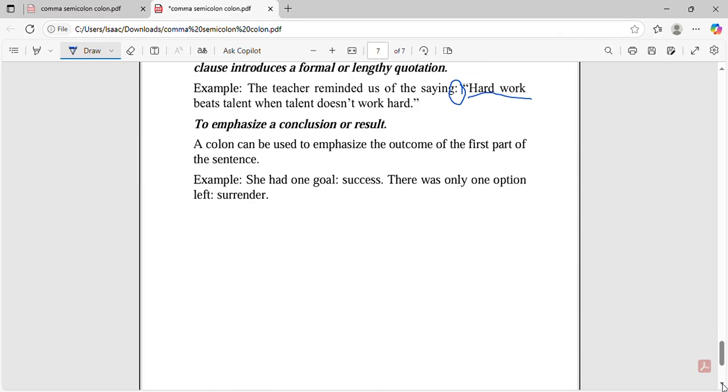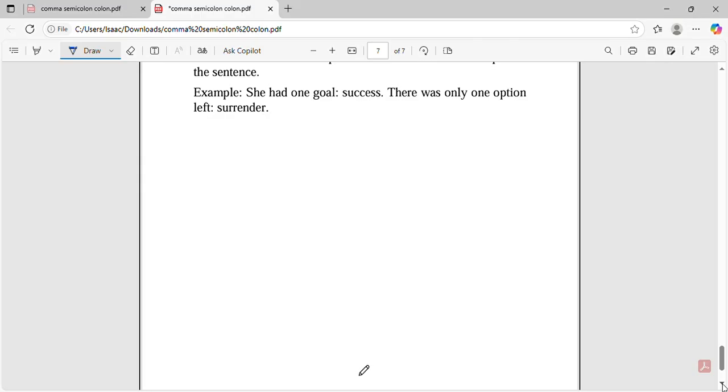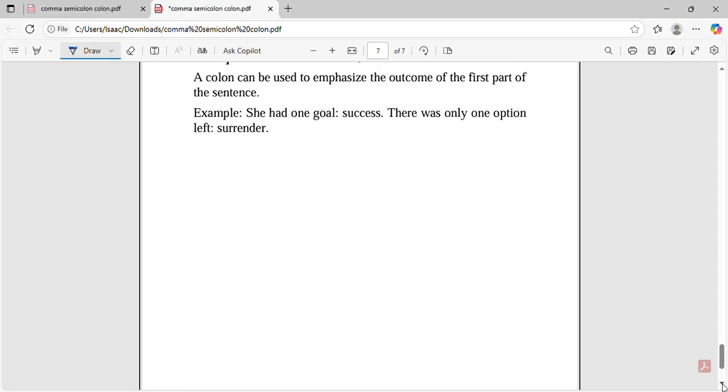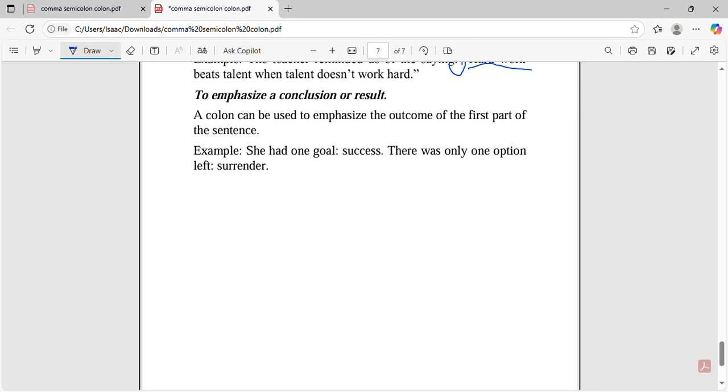Okay, you can also use a colon to lay emphasis. You want to emphasize a particular point, you can use a colon. She had one goal. And what is that goal? Success. So this was her goal. There was only one option left. And what was the option? Surrender. So this is to lay emphasis.